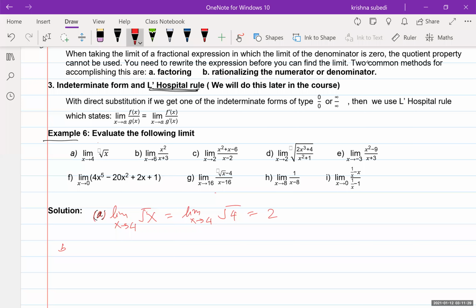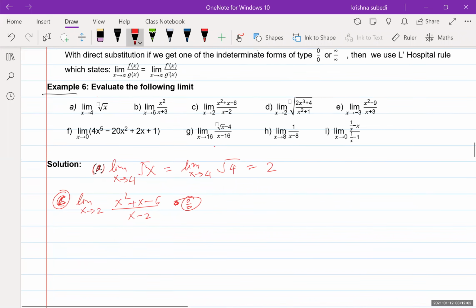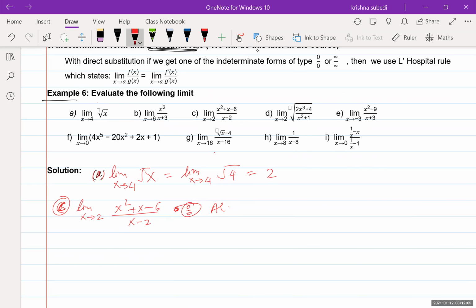Let's try part C. Limit x tends to 2 of x squared plus x minus 6 over x minus 2. Now let us plug in the value directly. That's the first step you always do: try to plug in the value directly, if possible. If I plug in the value directly, I'm going to get 0 over 0. So it tells me that I have to do some algebra. Algebraic manipulation is required.